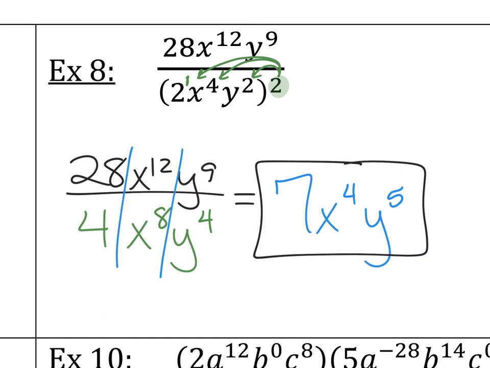But if there were negative exponents, I'd have to move it to the denominator. So you see how these problems get more complicated? We're going to layer rules on rules on rules. But you know the rules. So you just got to use the rules.